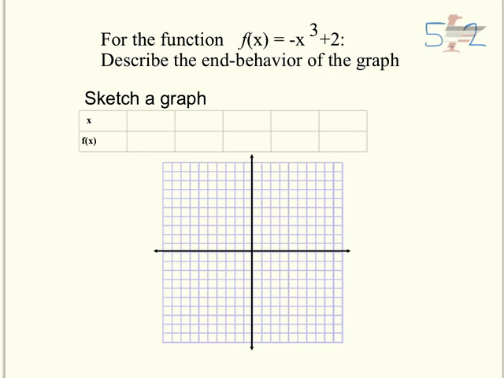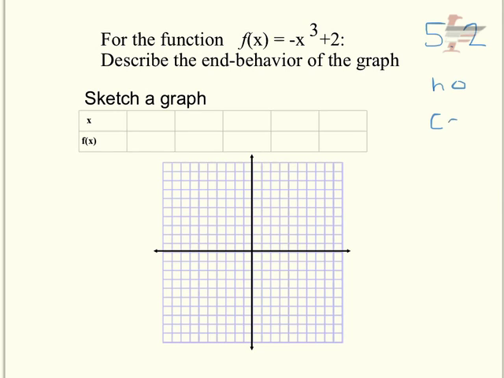5.2. So it says for the function f of x equals negative x cubed plus 2, describe the end behavior of the graph and sketch a graph. Now on the exam, you're going to have to do this exact same format. So you're going to be sketching the graph and describing the end behavior. To me, it makes sense to probably sketch the graph first because then I have that visual in front of me. This will be a no calculator question.